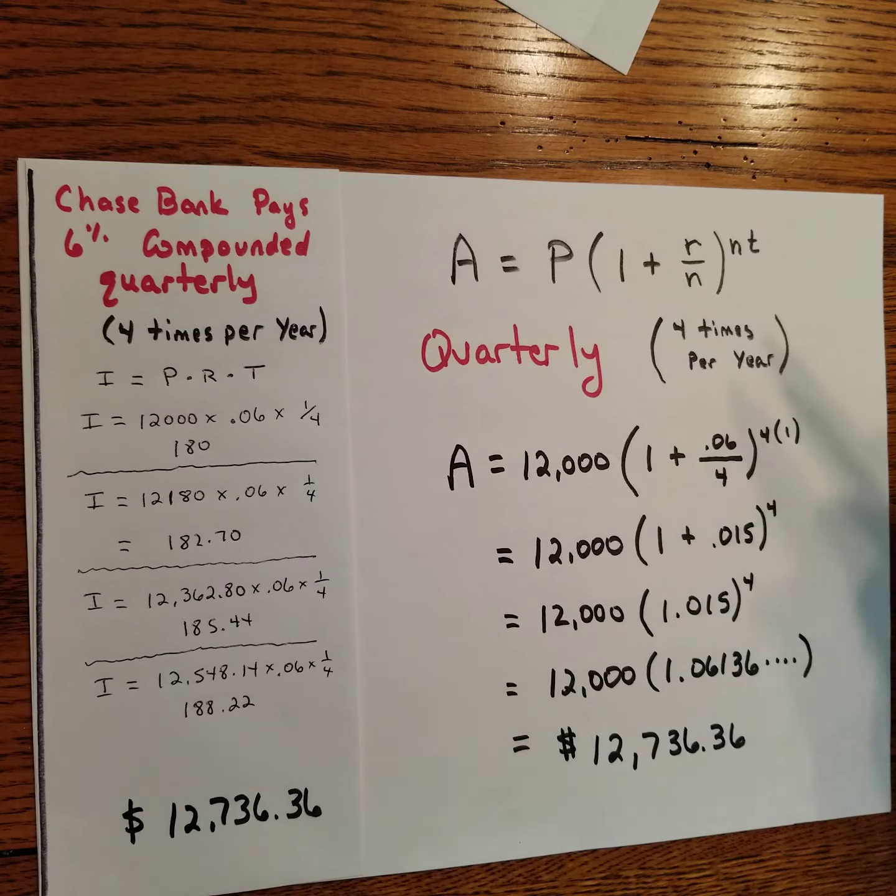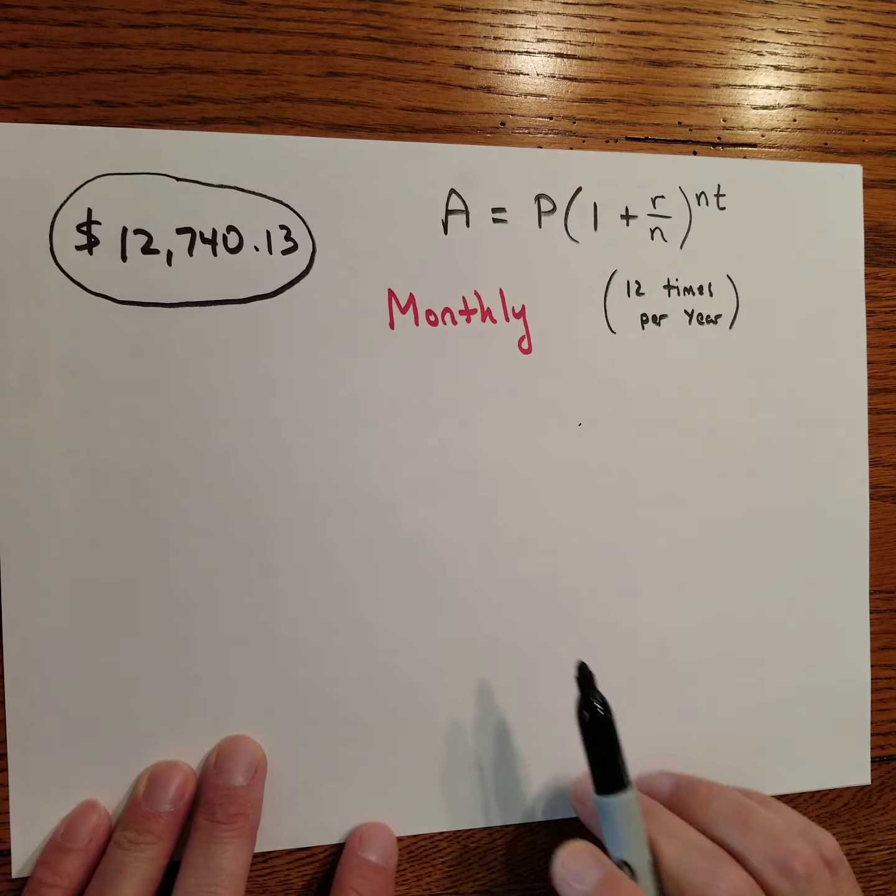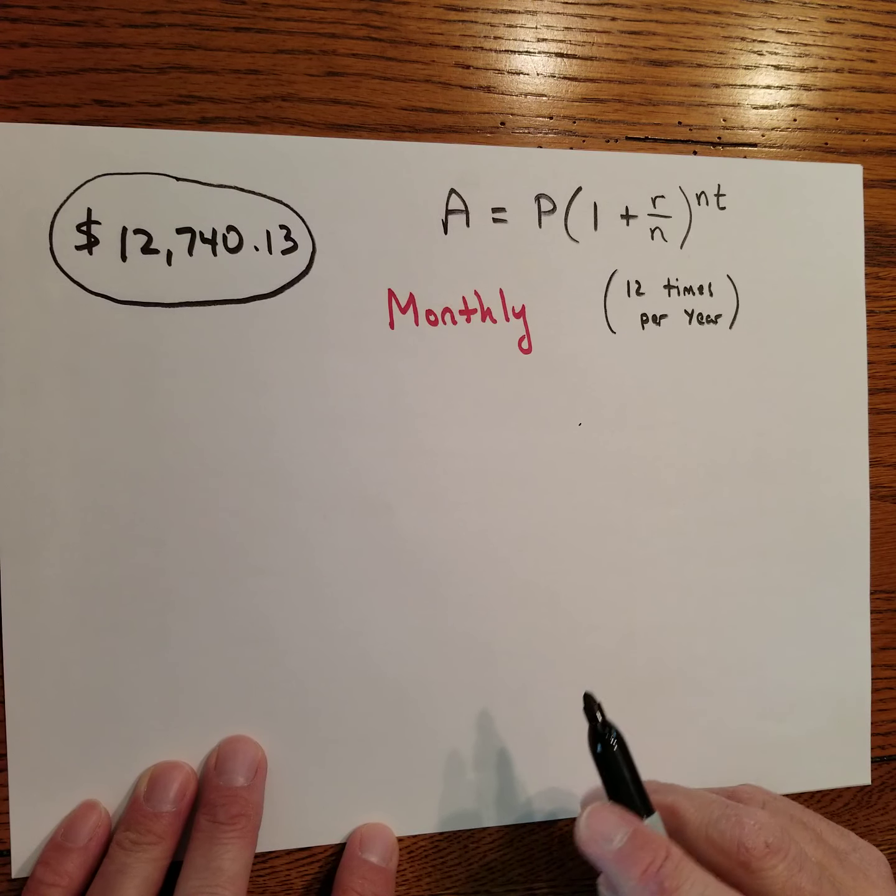Now, the last bank that we went to compounded their interest monthly. Monthly is 12 times a year. That was a crazy amount of work. 12 times per year, leading us to that balance. Let me rewrite that balance here, and let's see if our formula leads us to that answer in one step.